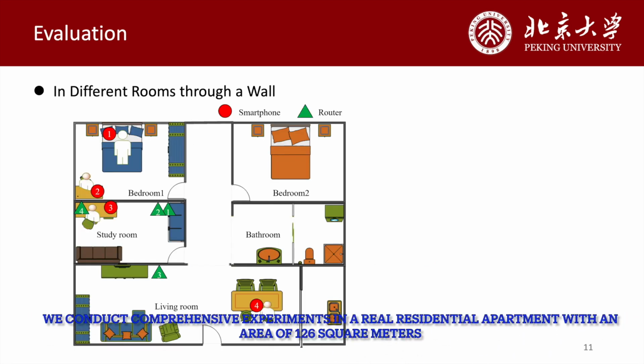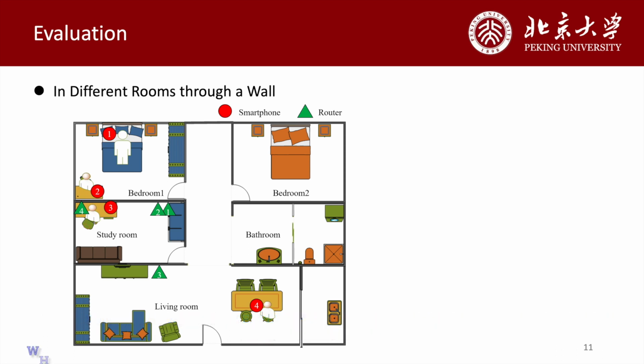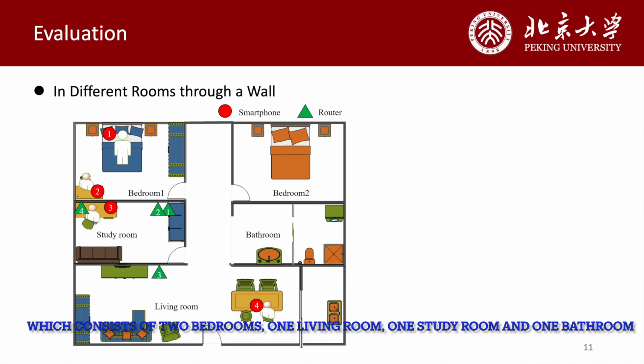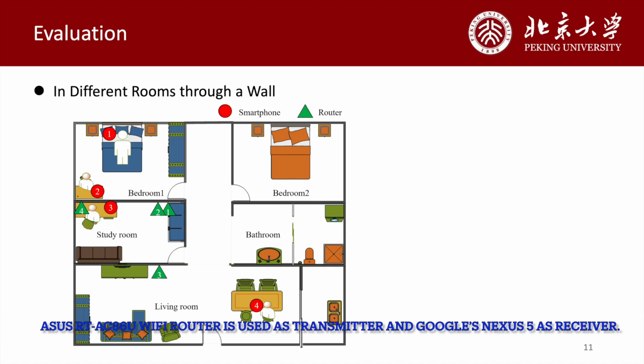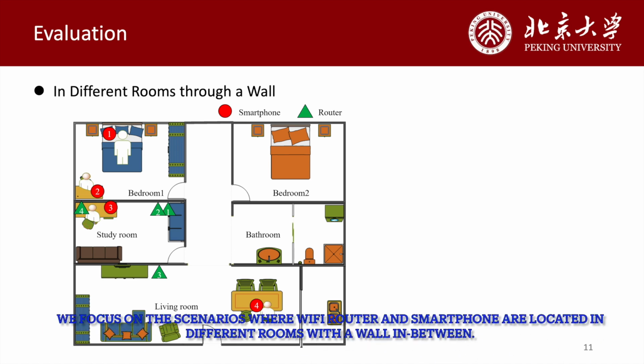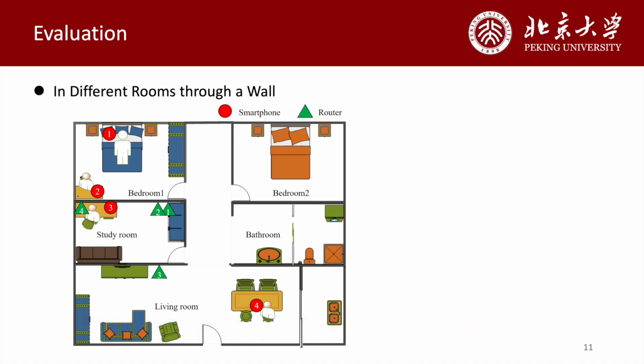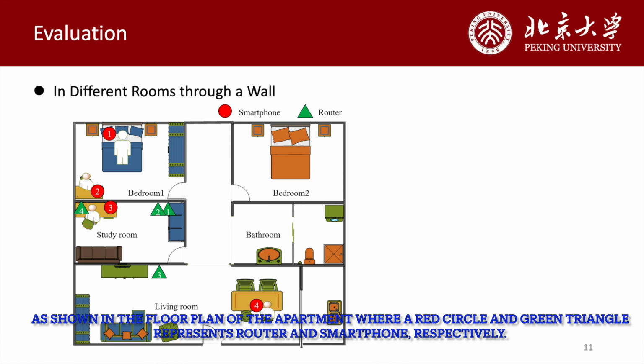We conduct comprehensive experiments in a real residential apartment with an area of 126 square meters, which consists of 2 bedrooms, 1 living room, 1 study room, and 1 bathroom. An Asus RT-AC86U Wi-Fi router is used as the transmitter and a Google Nexus 5 as the receiver. We focus on the scenarios where the Wi-Fi router and smartphone are located in different rooms with a wall in between, as shown in the floor plan of the apartment, where a red circle and green triangle represent the router and smartphone respectively.